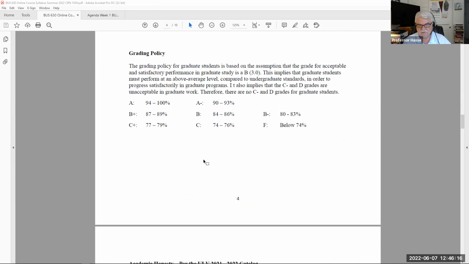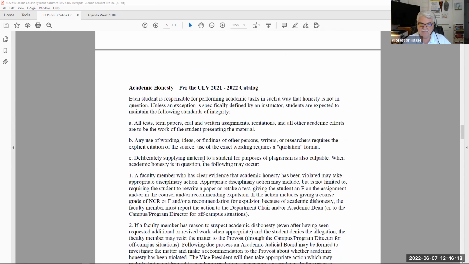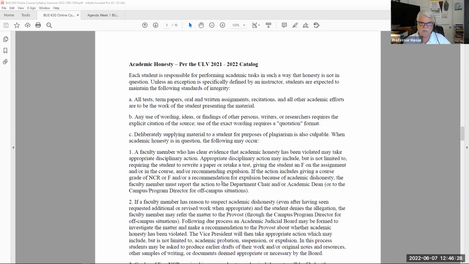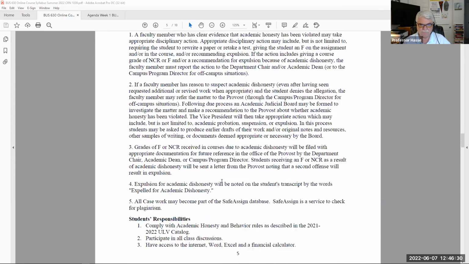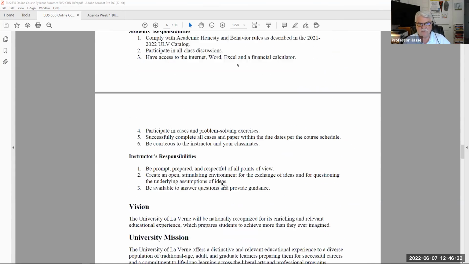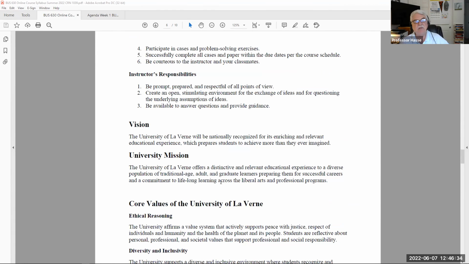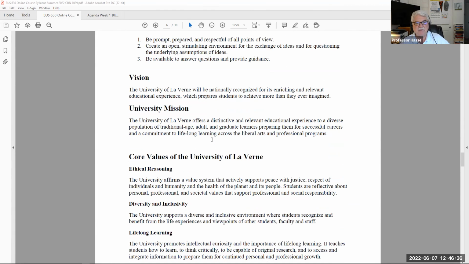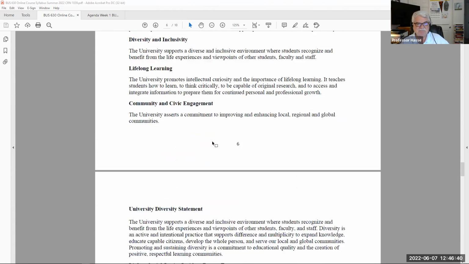Here's our grading system. Academic honesty is very important in an online setting. Make sure you're aware of our academic honesty policy. There's no group work in this class. Everything is individual work. Here are your responsibilities, my responsibilities, the policies of the University of La Verne, and our university mission and vision.